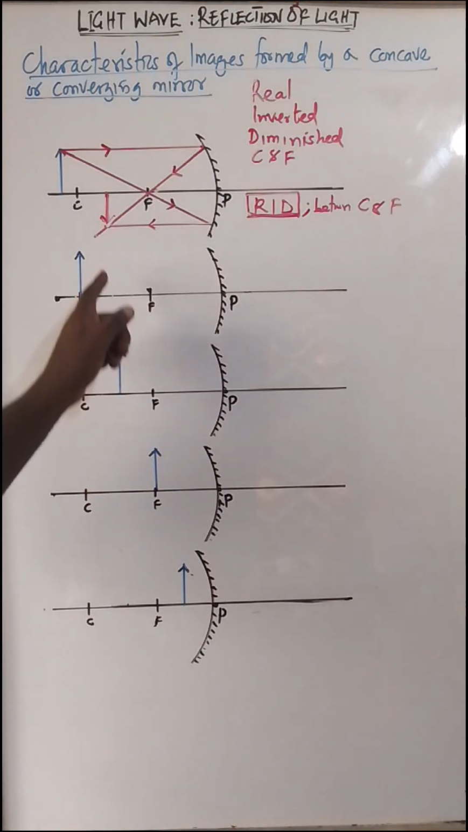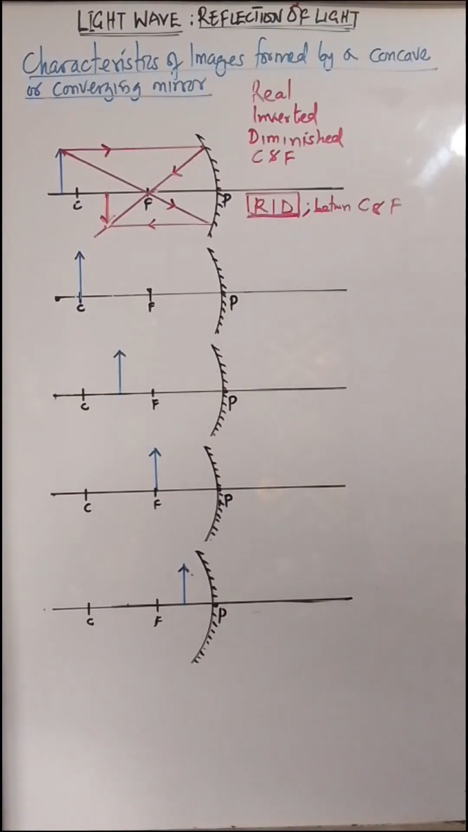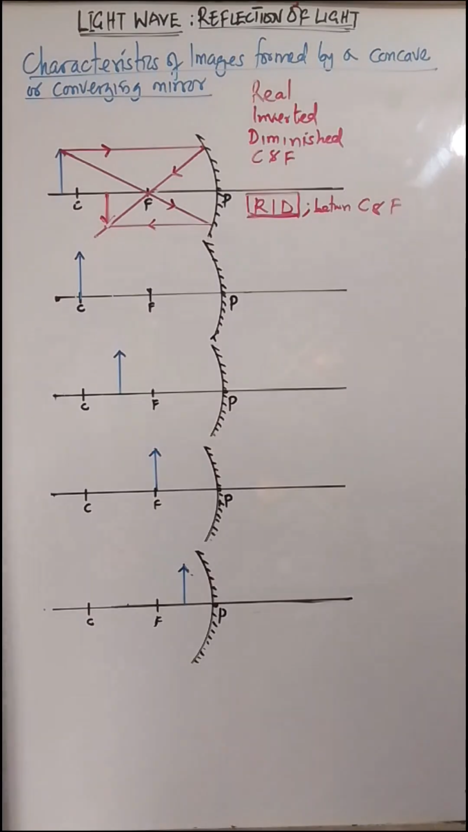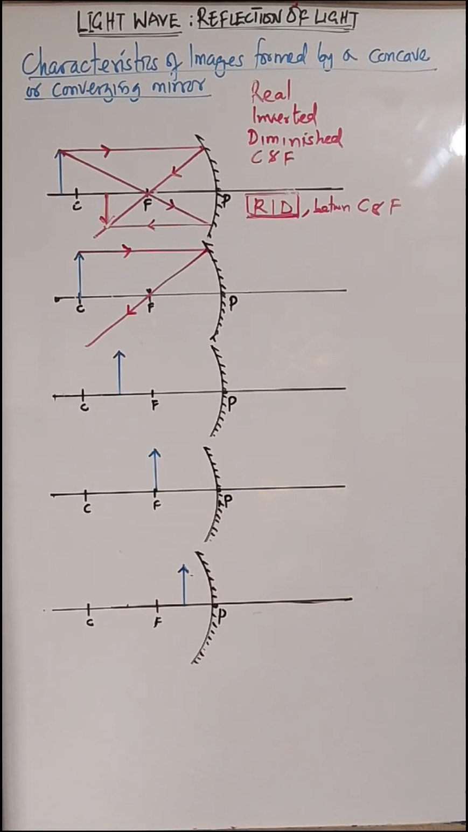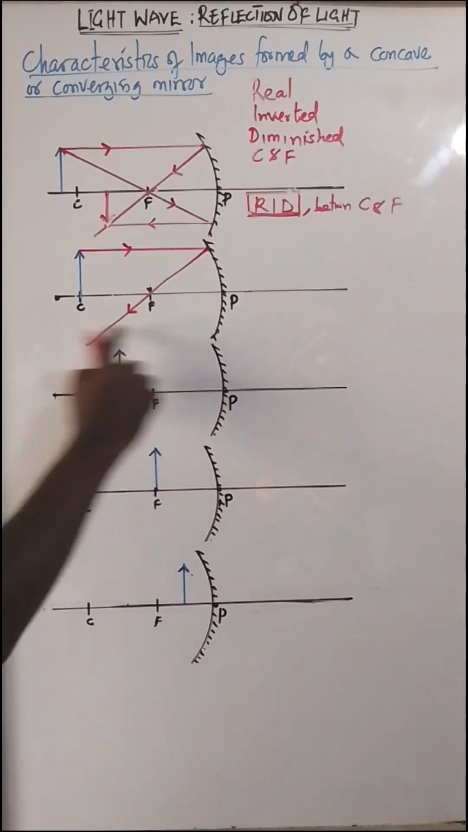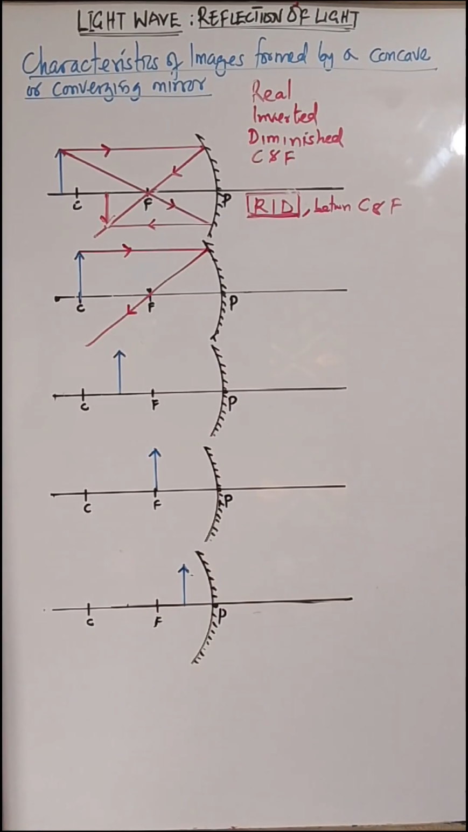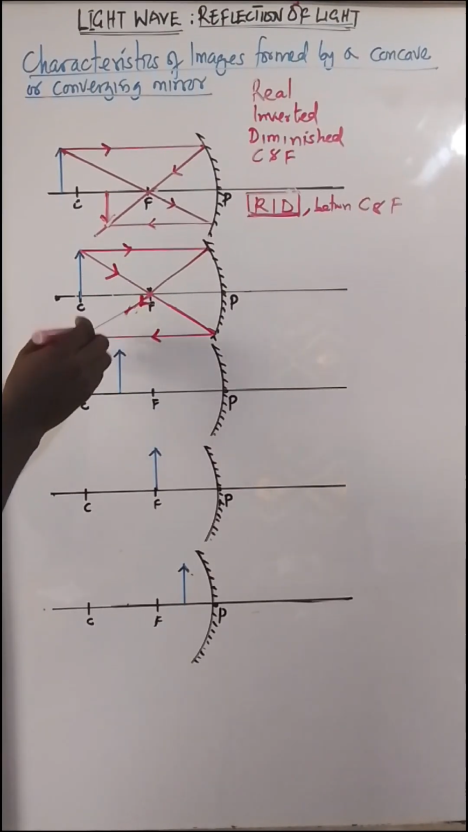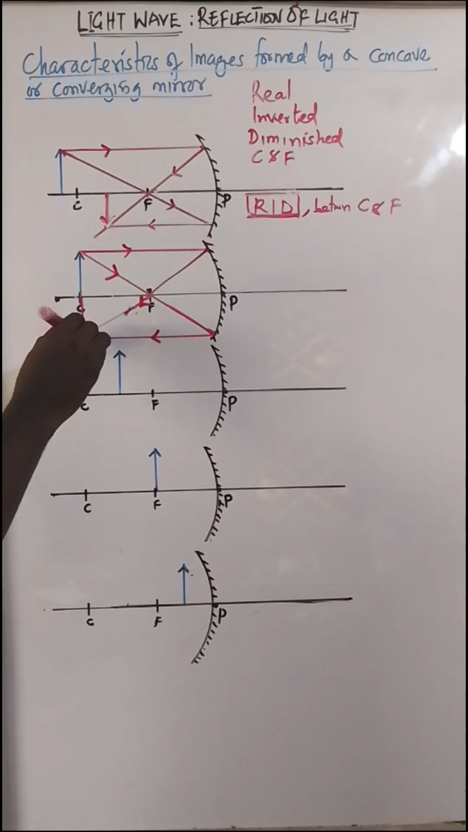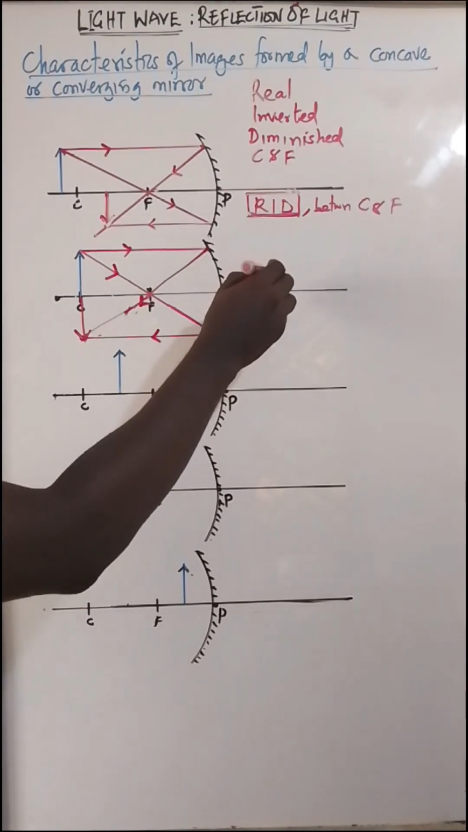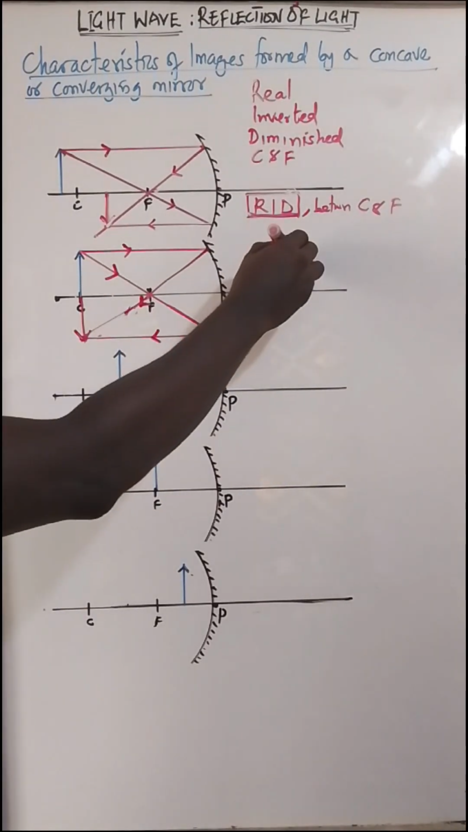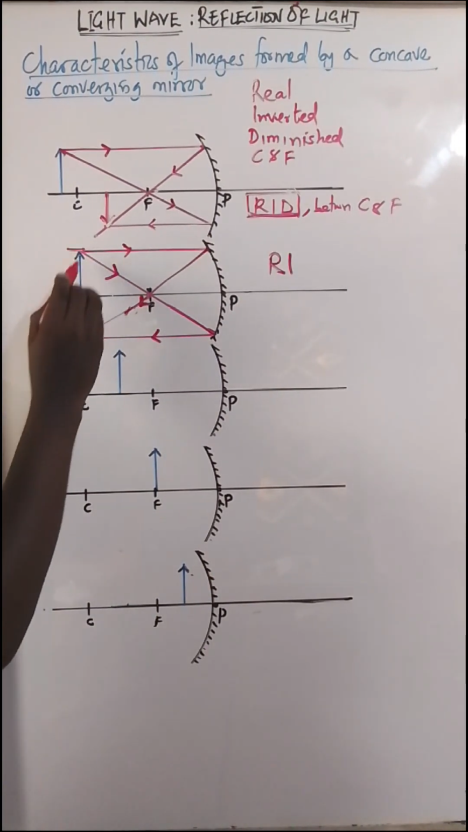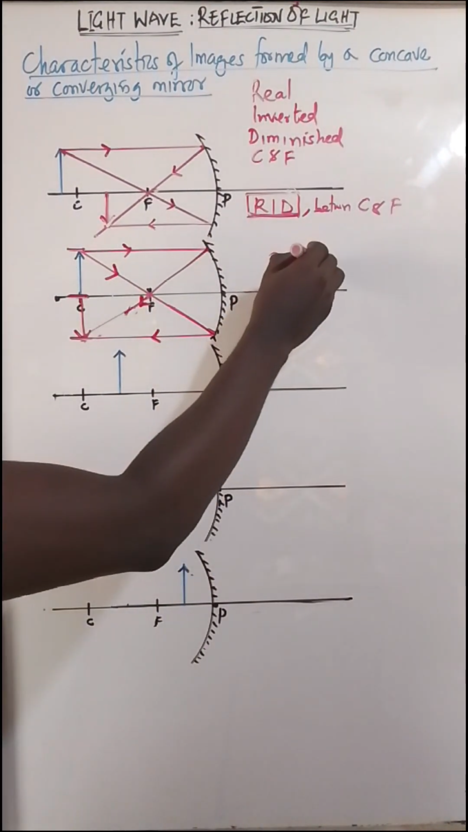So let's do the same thing for the next one. What if it is placed on C? So take a ray through C, and a second ray that passes through F, then it will reflect parallel to the principal axis. Go this way, and what happens? They meet here. So this is where the image is going to be formed. So the image is also real, it is inverted, but when you check the size from here to here, they are the same.